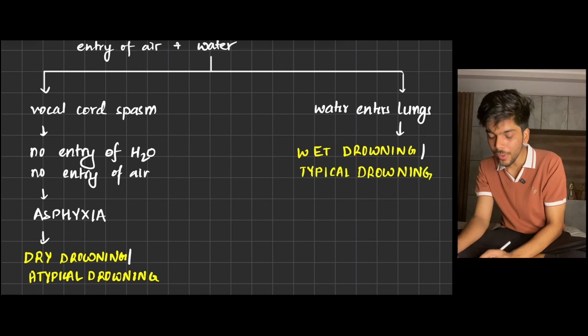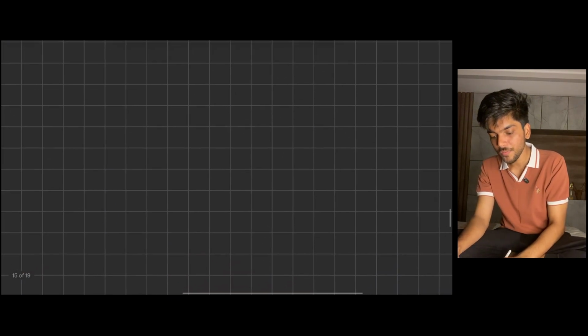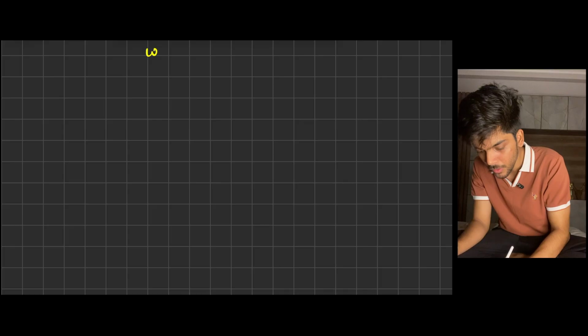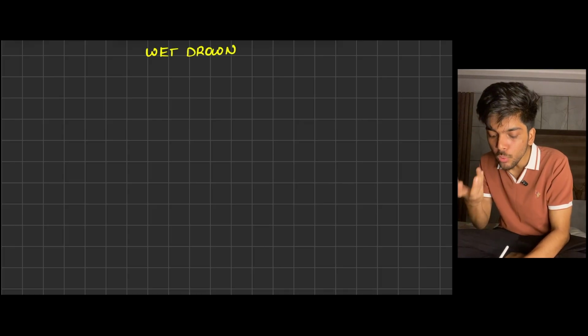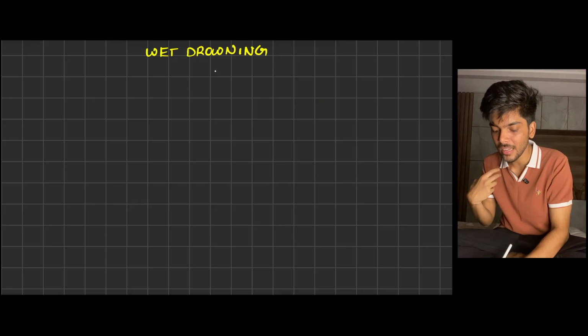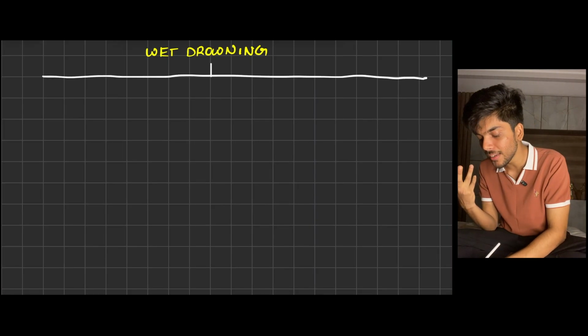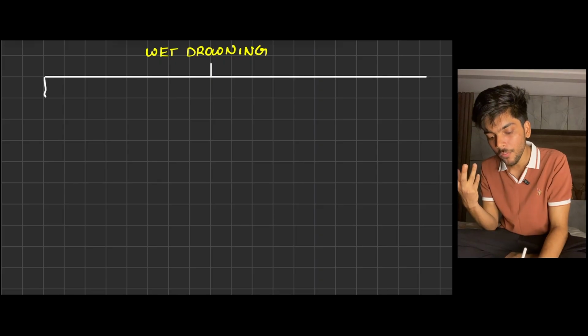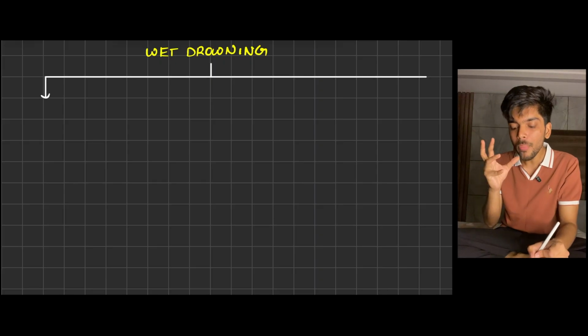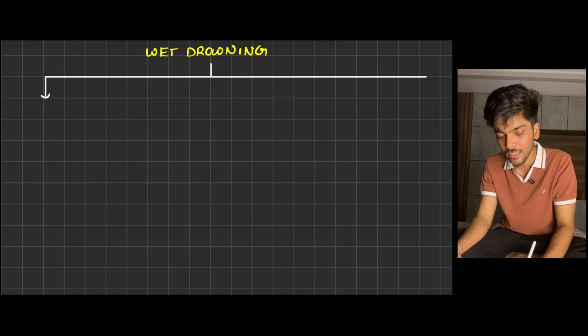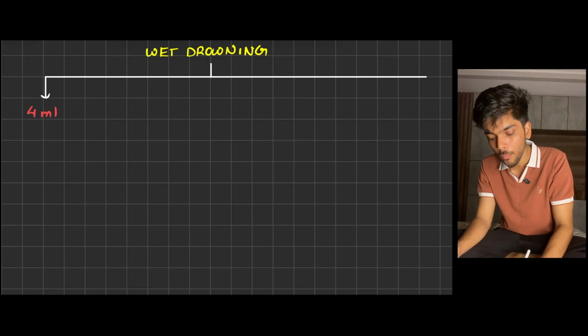Now, the consequence under typical drowning is further divided into two. And this is on the basis of the amount of water that enters inside the lungs. In the first case, comparatively less water enters inside the lung, that is 4 ml per kg of water.